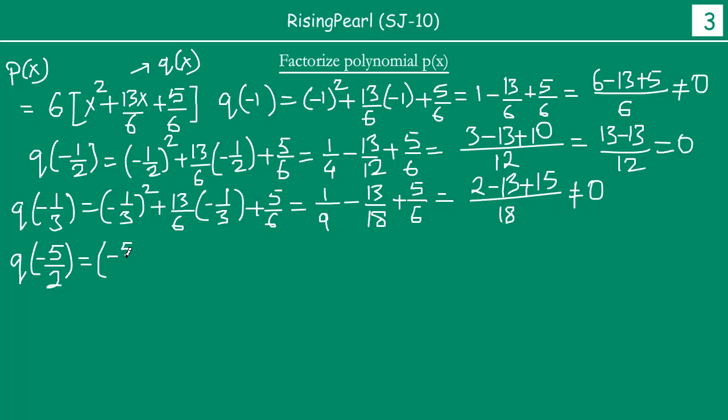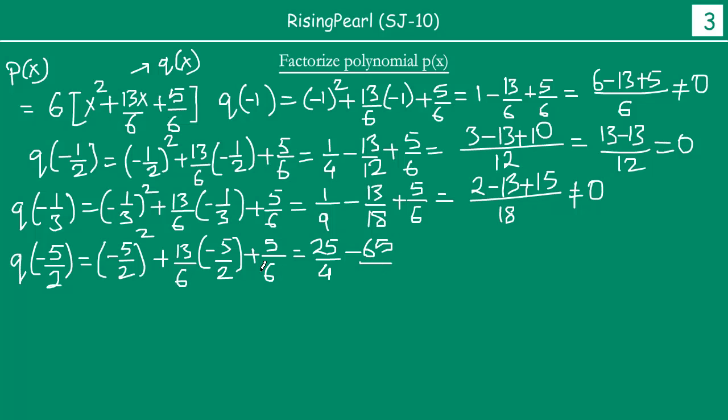So minus 5 by 2 square plus 13 by 6 times minus 5 by 2 plus 5 by 6. So now minus 5 by 2 times minus 5 by 2, minus minus will become plus, 5 5s are 25 and 2 2s are 4. So this will become 25 by 4 minus, now अगर आप इसे multiply करते हो so 13 5s are 65 divided by 6 2s are 12, plus 5 by 6.